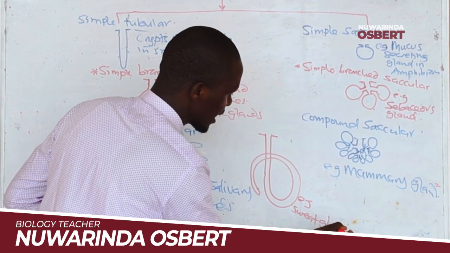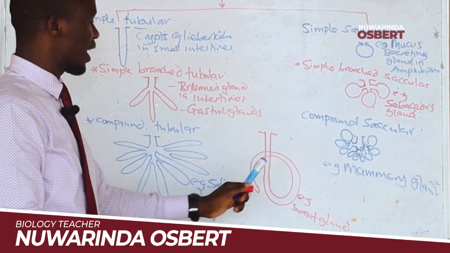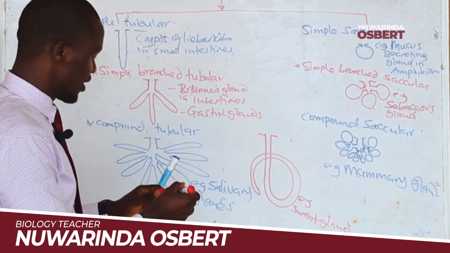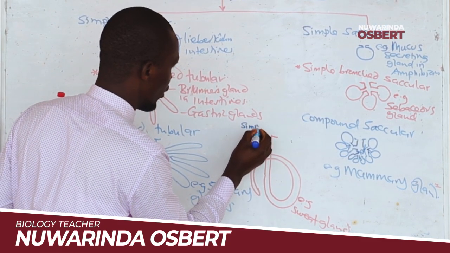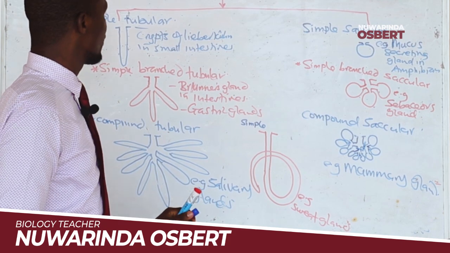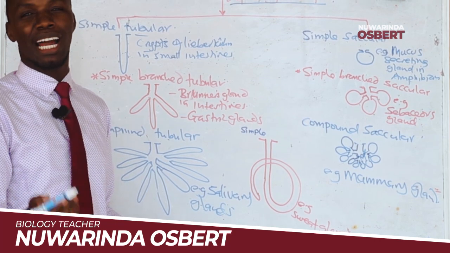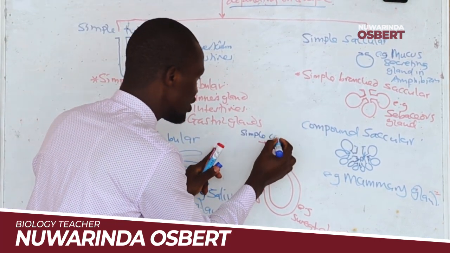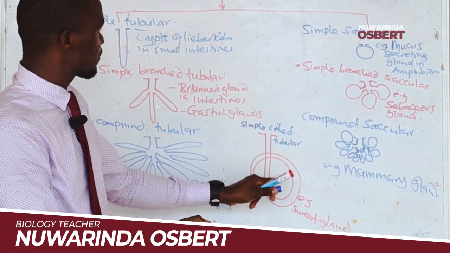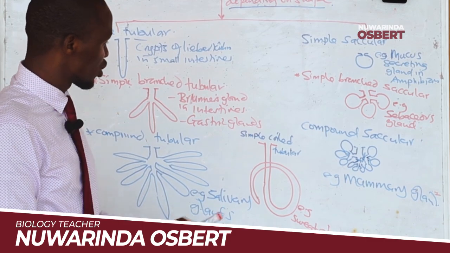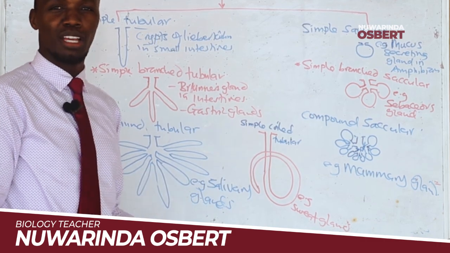Such a kind of gland, yes, we may not put it anywhere here, but you can give it a special name. We can call it simple, because it's just a single thing. It is tubular, because it's like a tube, but because of the coiling, we can add the word coiled. So we can call it simple coiled tubular gland. This is now a special kind of tubular gland. It is simple, coiled, and tubular, like a tube.